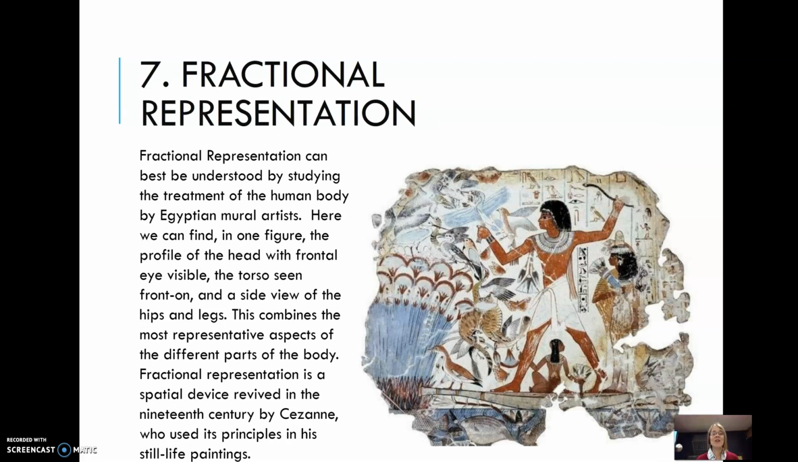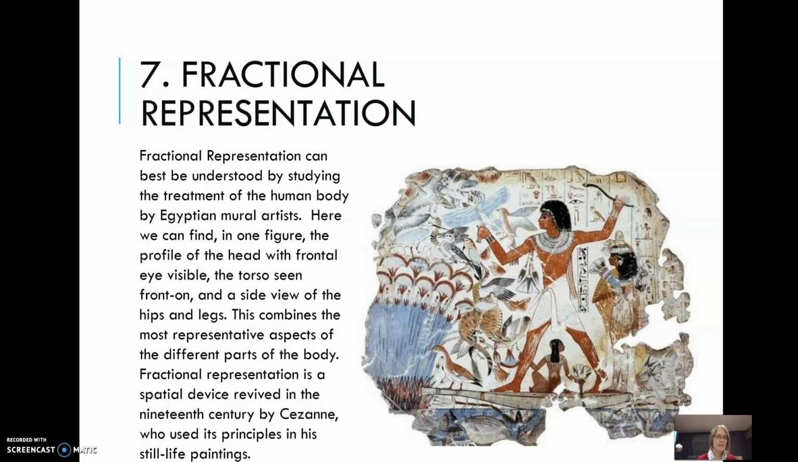Here we have number 7, fractional representation. This is another way that you can create different illusions that give the viewer a feeling that space is in the artwork. You can best understand fractional representation if you study Egyptian art. The Egyptians were really interesting when they created their murals. They would show the human figure at its most identifiable angles.